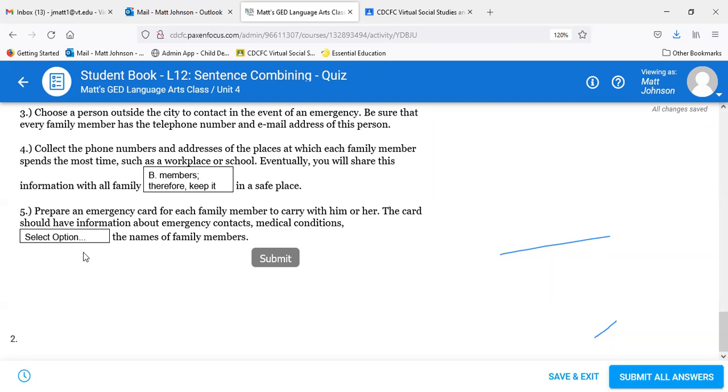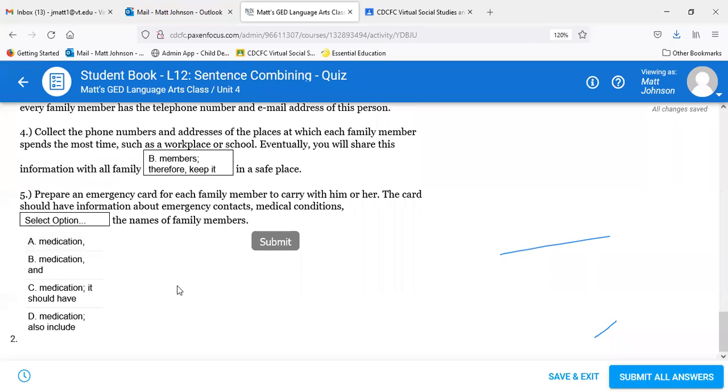The card should have information about emergency contacts, medical conditions, medication. Let's see, Christiana, try that one. I'm sorry, Christiana. Keep trying to come back to you. Grace, why don't you try that one? Okay.